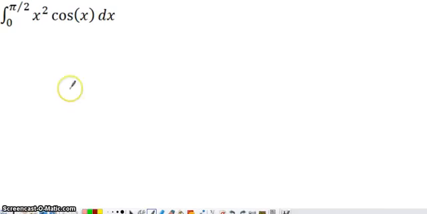So here's a definite integral, and we want to try to find the value of it. We should try to think briefly about whether or not this is an improper integral. Does the fundamental theorem of calculus apply to this directly? And I think you're going to realize that it does.